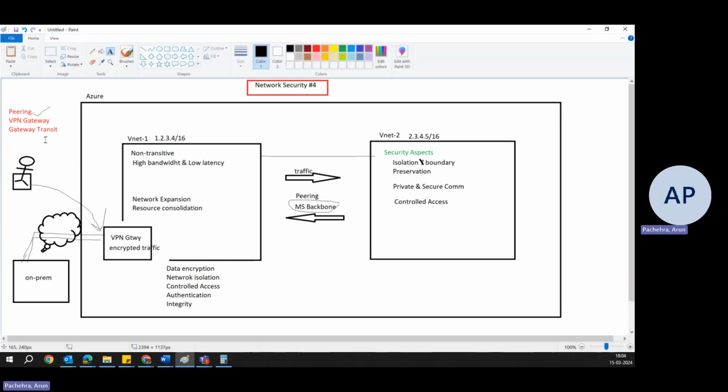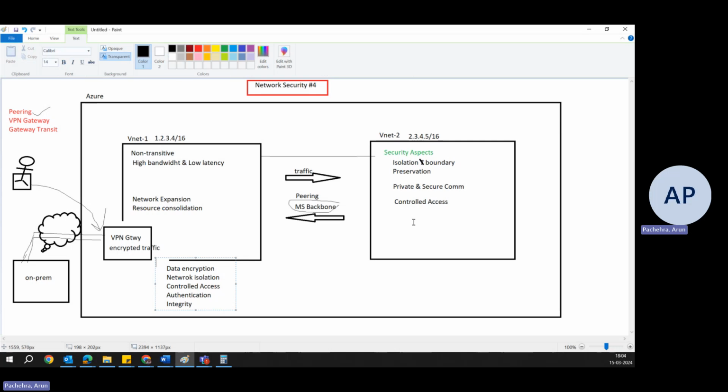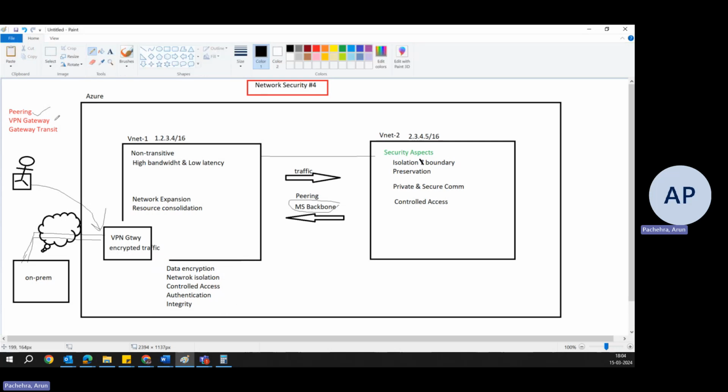Right. So these are the security aspects of VPN gateway. We are done with the peering. So I am so happy to check this box. Now, finally, gateway transit. What about gateway transit? It's not that big, but yeah, we need to understand. Gateway transit in Azure is a networking feature that enhances the integration and the management of network traffic between Azure virtual networks and on-premises network.